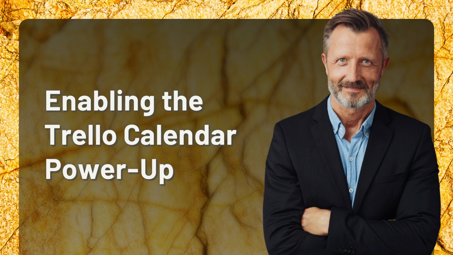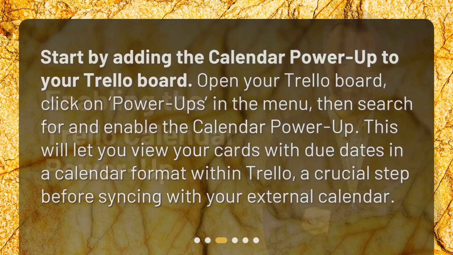Enabling the Trello Calendar Power-Up. Start by adding the Calendar Power-Up to your Trello board. Open your Trello board, click on Power-Ups in the menu. Then search for and enable the Calendar Power-Up. This will let you view your cards with due dates in a calendar format within Trello, a crucial step before syncing with your external calendar.